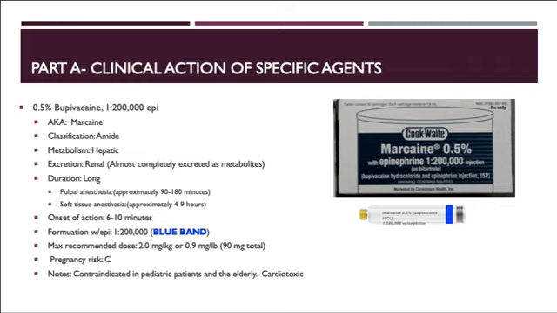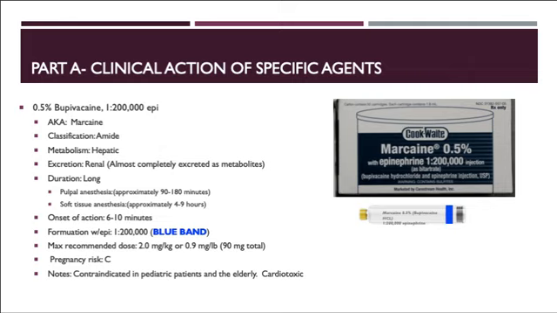Bupivacaine is the last one that we'll talk about. It's in a 0.5% formulation, so 0.5% bupivacaine with 1 to 200,000 epinephrine. It's also known as Marcaine. And the classification is an amide, and it's metabolized by the liver and excreted almost completely as metabolites by the kidney. The duration on this one is really, really long. It's about 90 to 180 minutes, and the soft tissue anesthesia can go for as long as 8 to 9 hours. The onset of action usually takes about 6 to 10 minutes to start working.